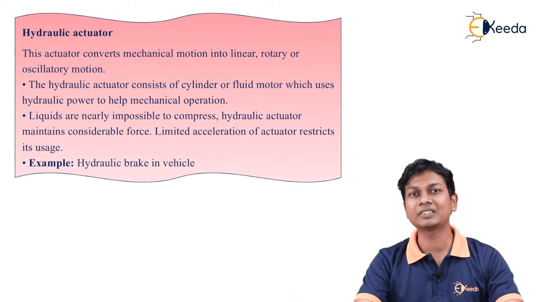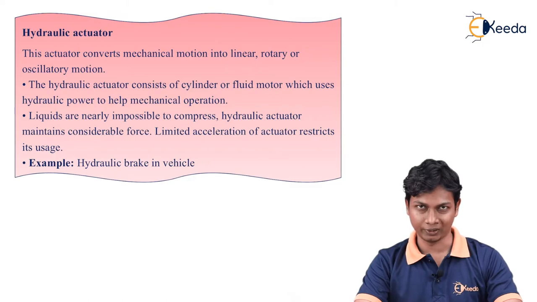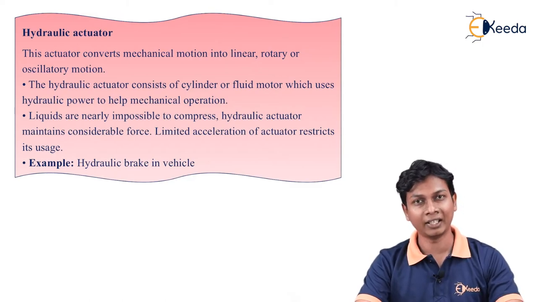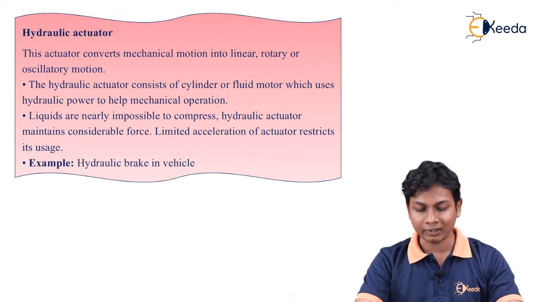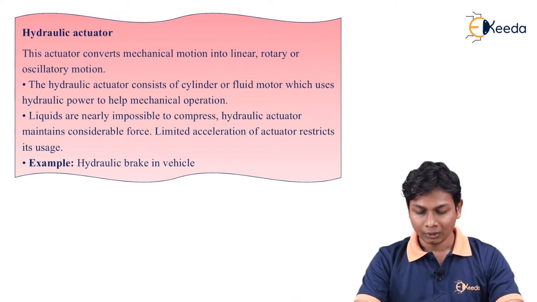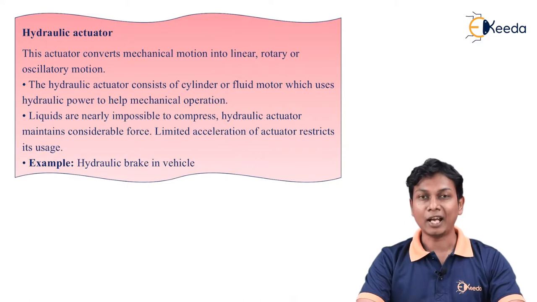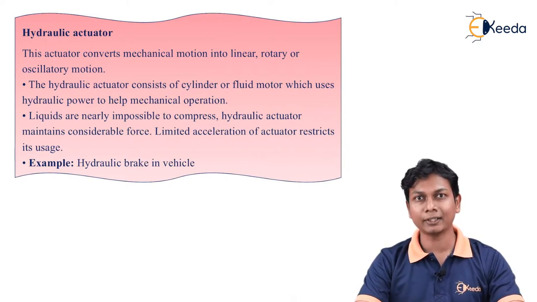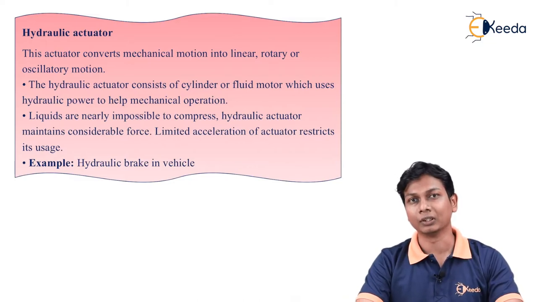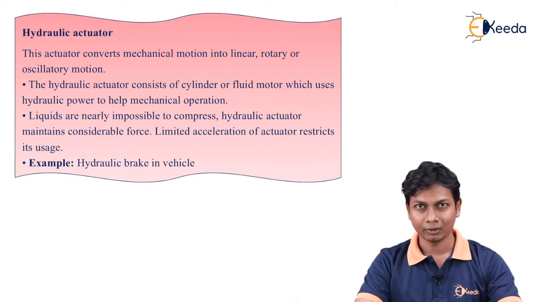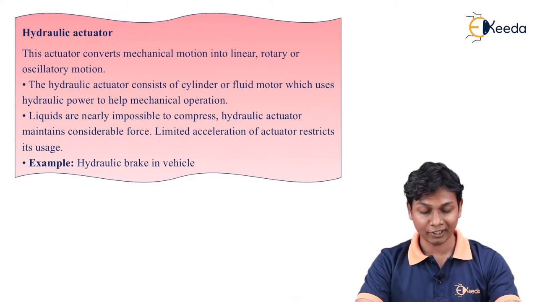Now, we will start with the hydraulic actuators. So what is a hydraulic actuator? It is the actuator that converts mechanical motion into linear, rotary, or oscillatory motion. That means a simple mechanical motion is converted into various types of motion, that is linear, angular, or oscillatory motion.